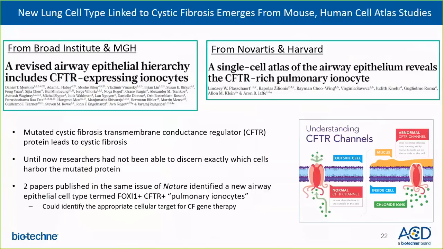Also last year in the same issue of Nature, 2 studies profiling the single-cell transcriptome of the mouse and human airway epithelium both serendipitously identified a new cell type that could be linked to cystic fibrosis. While generating cell atlases of the mouse and human lungs, these authors also identified a new airway epithelial cell type that expresses both FOXI1 and CFTR, a gene that is mutated in cystic fibrosis patients and responsible for transporting chloride ions out of the cell.